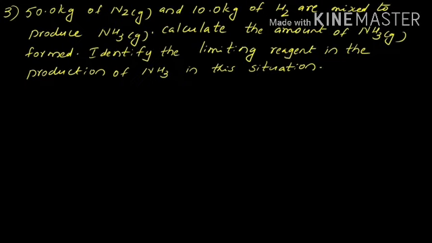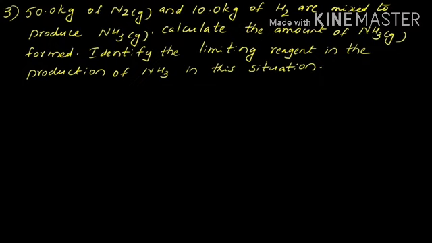Let us discuss the next question. 50 kg of nitrogen and 10 kg of hydrogen are mixed to produce ammonia. Calculate the amount of ammonia formed. Identify the limiting reagent in the production of ammonia in this situation. So we need to identify the limiting reagent. After finding out the limiting reagent, we need to find out the amount of ammonia produced also.